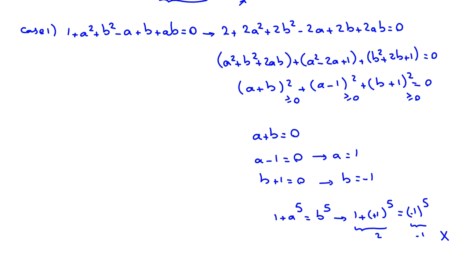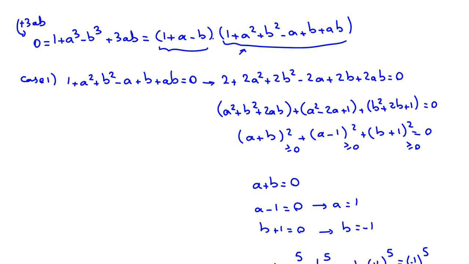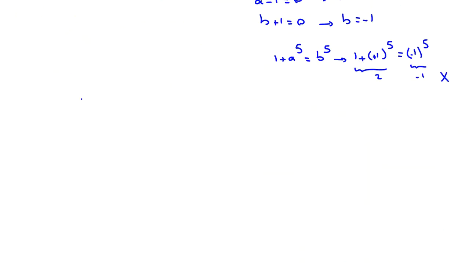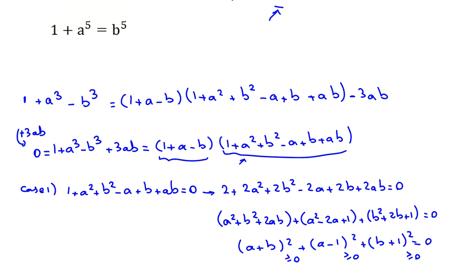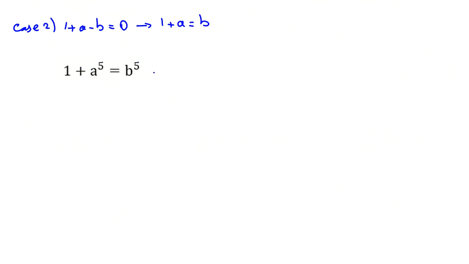So the second case is what? 1 plus a minus b equal to 0. Case 2. Now we can say, if we take b to the right hand side, 1 plus a equal to b. And from the second equation here, we have this. So if we replace, again, replacement that I say is always important, 1 plus a to the 5 equal to b to the 5. Replace b with 1 plus a.